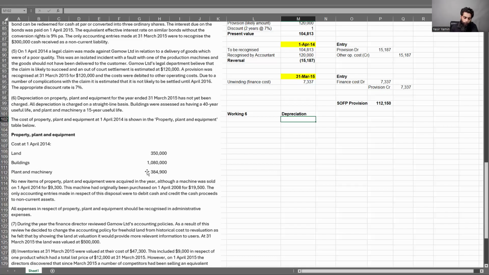The examiner says no new items of property, plant and equipment were acquired during the year, although a machine was sold on 1st April 2014 for 9300. So there are 2 portions to it. Let me calculate it one by one. Depreciation on building: the cost value is 1080,000, so 1080,000 divided by 40 years. What is your depreciation for this year? 27,000. Make sense? 27,000. All right.